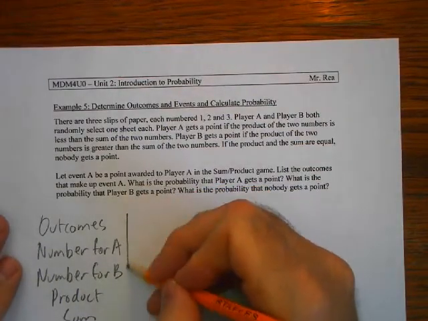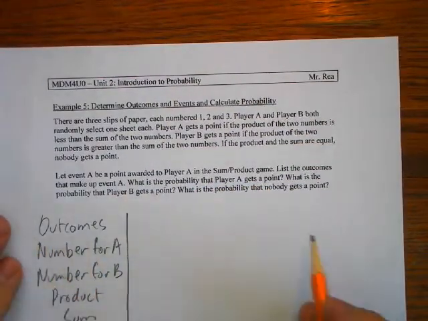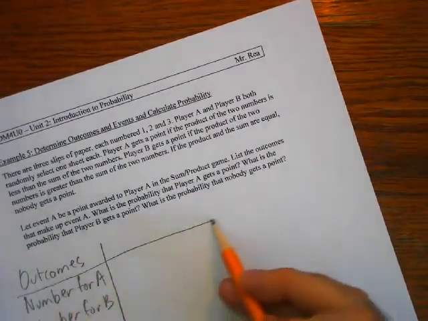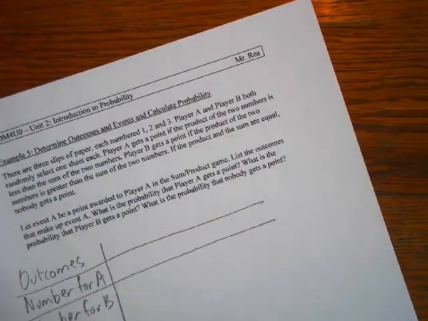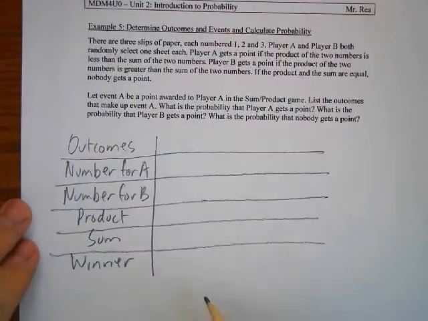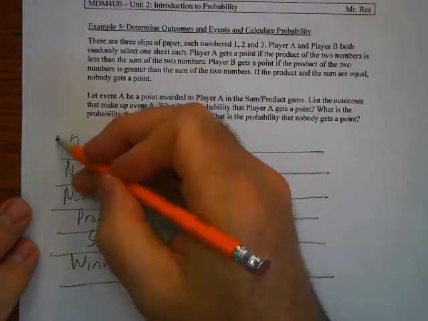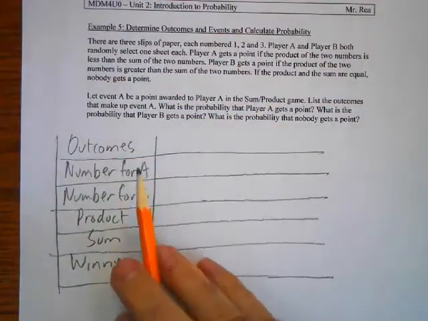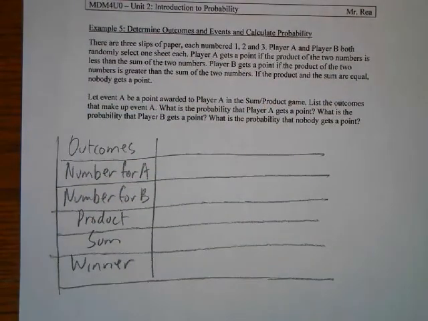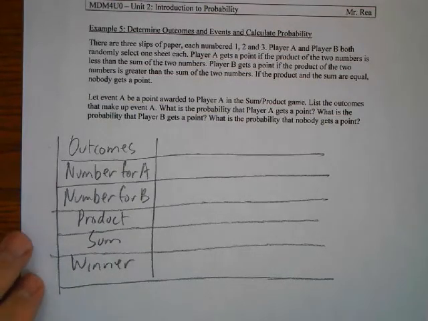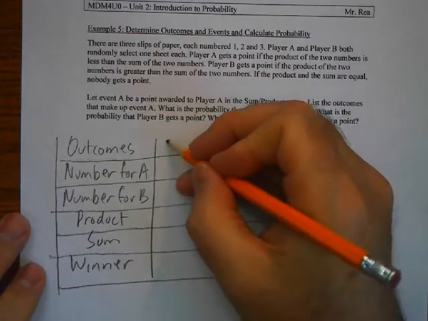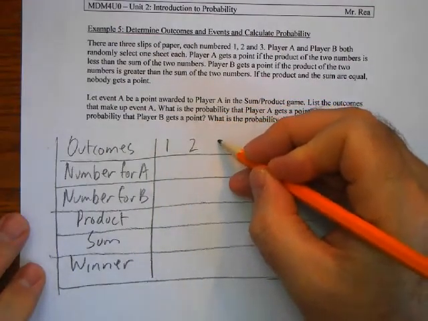So these are going to be rows. Okay, now how many outcomes could there be? Well, each player can get 3 possible numbers. So if there's 3 choices for A's number and 3 choices for B's number, that's 3 times 3 outcomes. So I'm going to have 9 possible outcomes. So I'm going to put them here in the columns.